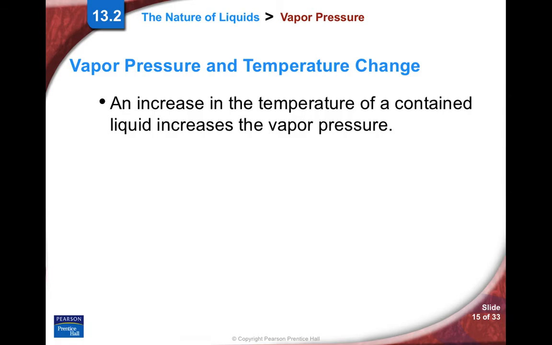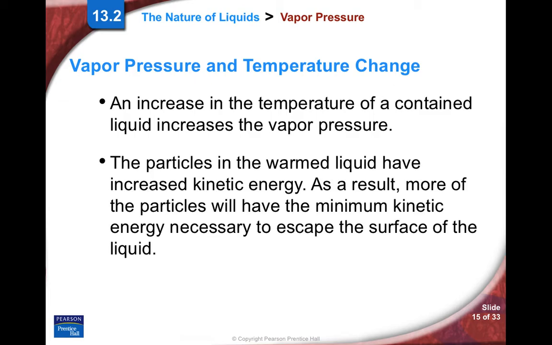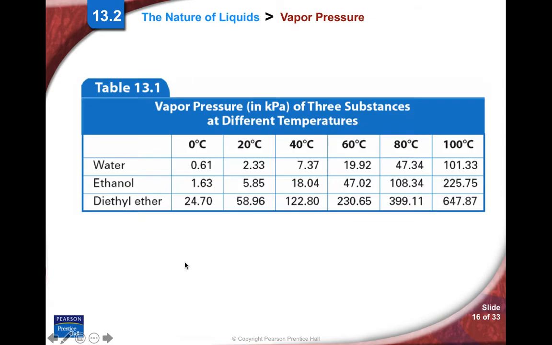So, vapor pressure and temperature change. If you increase the temperature, you're increasing kinetic energy. You're going to increase the number of gas molecules, which means you're going to increase vapor pressure. Warming the liquid makes those particles move fast. More of them are going to have the ability to escape at the surface. These are kilopascals, vapor pressure in kilopascals. Remember, that's our unit of pressure.